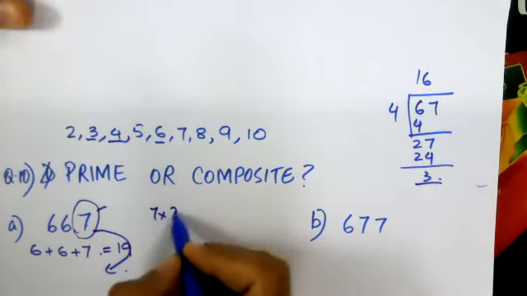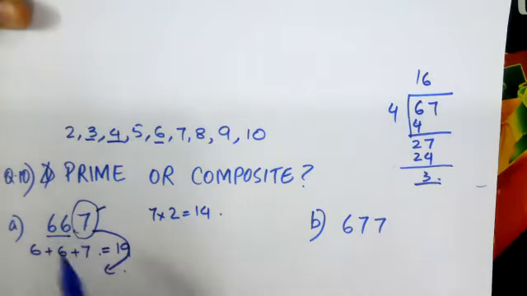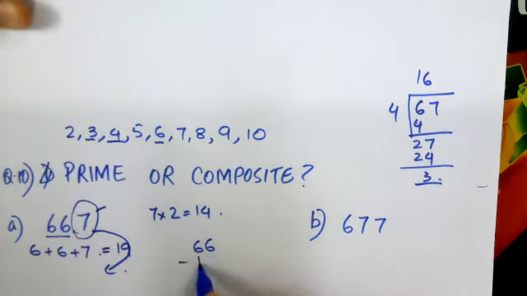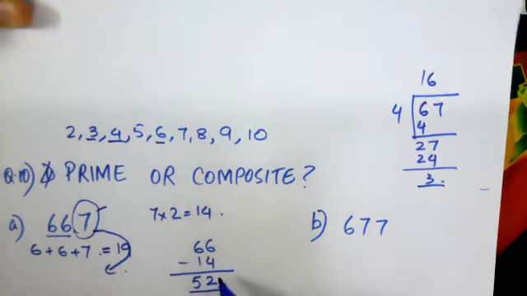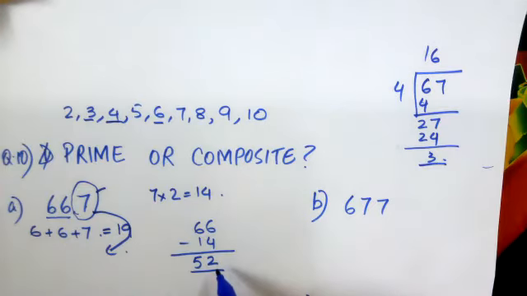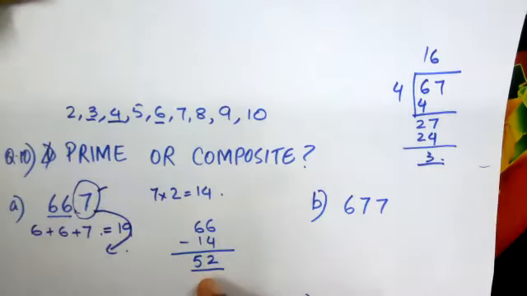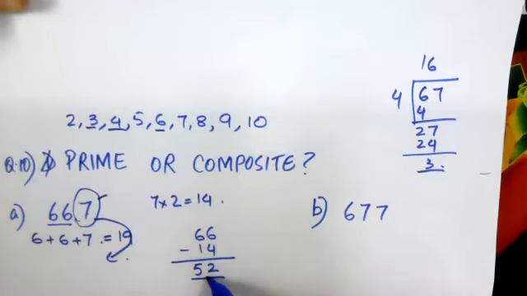Doubling 7, we get 14, right? Now what is left behind? 66. So let's subtract 14 from 66. What do we get? 6 minus 4 is 2, 6 minus 1 is 5. Is 52 divisible by 7? 7 sevens are 49, and 7 eights are 56. No, it's 56 if multiplied by 8. So no, this is not divisible by 7 either. Yeah, we are getting 52.